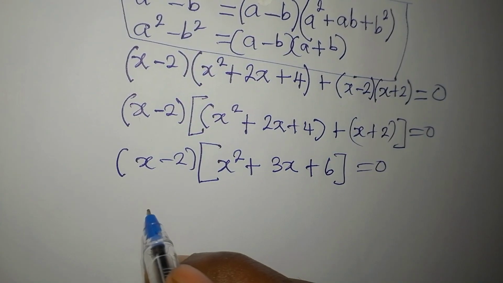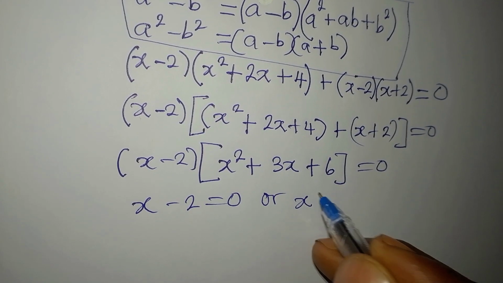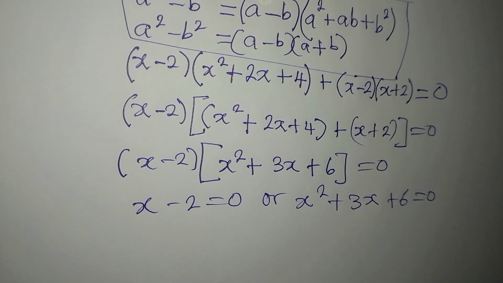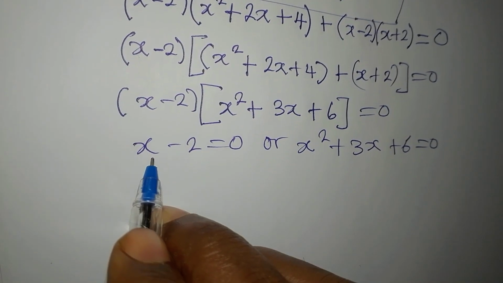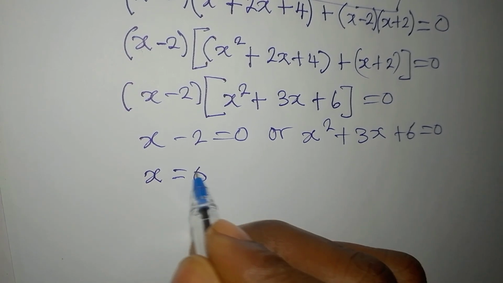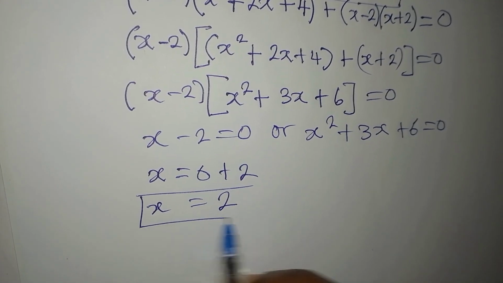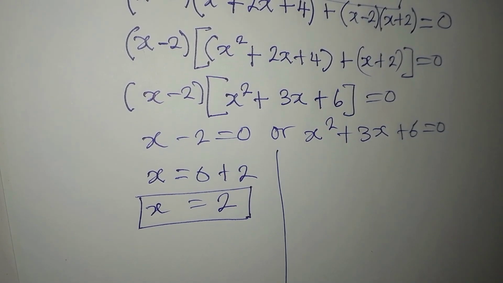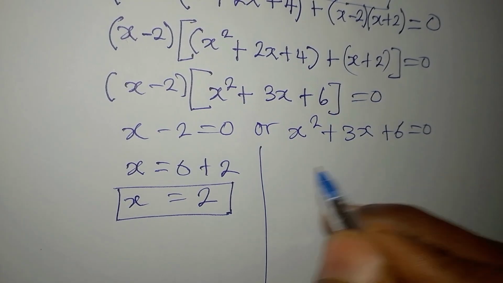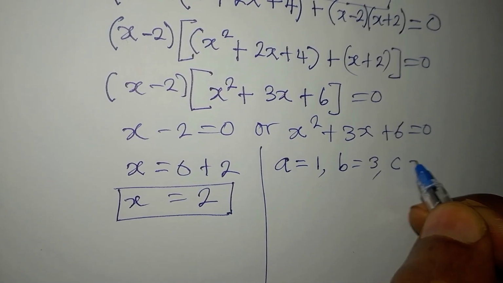From here now, we can say that it is either x minus 2 is equal to 0 or x squared plus 3x plus 6 is equal to 0. So I'm going to pick out the first linear equation here, so that x will become 0 plus 2, and then our x is equal to 2. This is the real solution to the problem. Now, to get the other solutions, we'll go straight to this quadratic equation. Our a is 1, our b is 3, and c is 6.